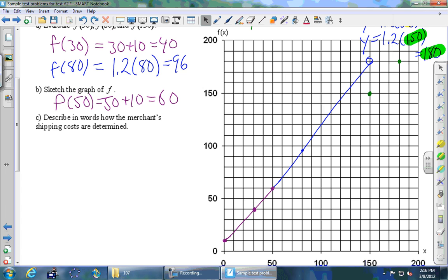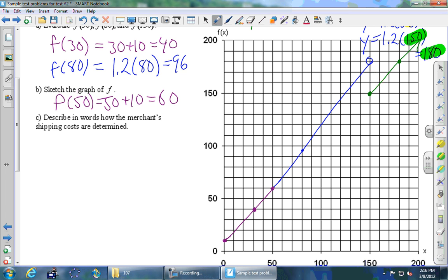And we'll go ahead and connect the dots. And technically this line is supposed to go forever. So let's connect the dots. And it goes off and to the right. And so something kind of funny happened. You actually pay less if you order, say, $160 of merchandise. You pay less than if you had only ordered $149 of merchandise. And that's because of the shipping costs. So let's move on to part C.